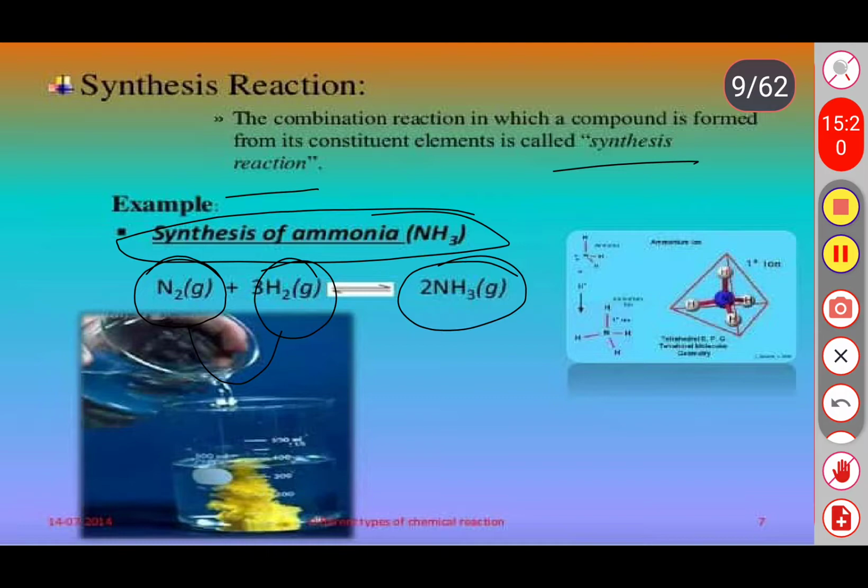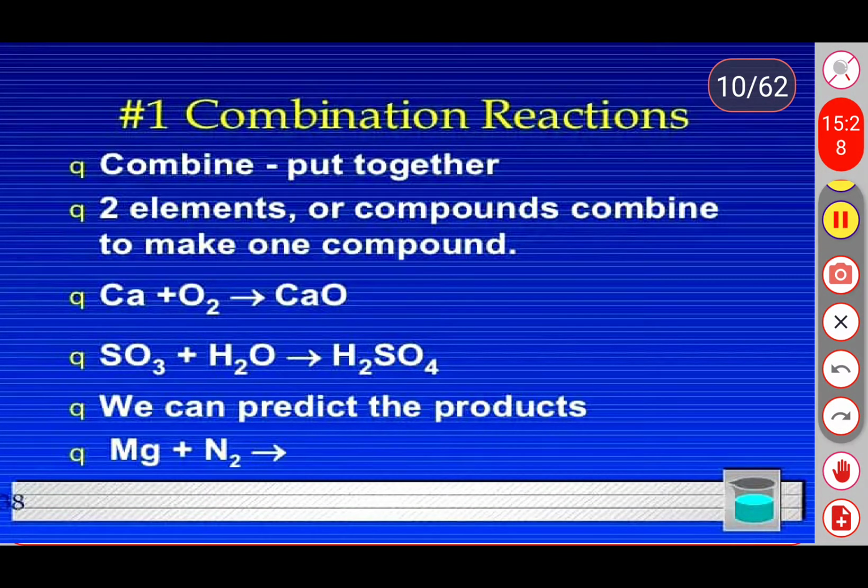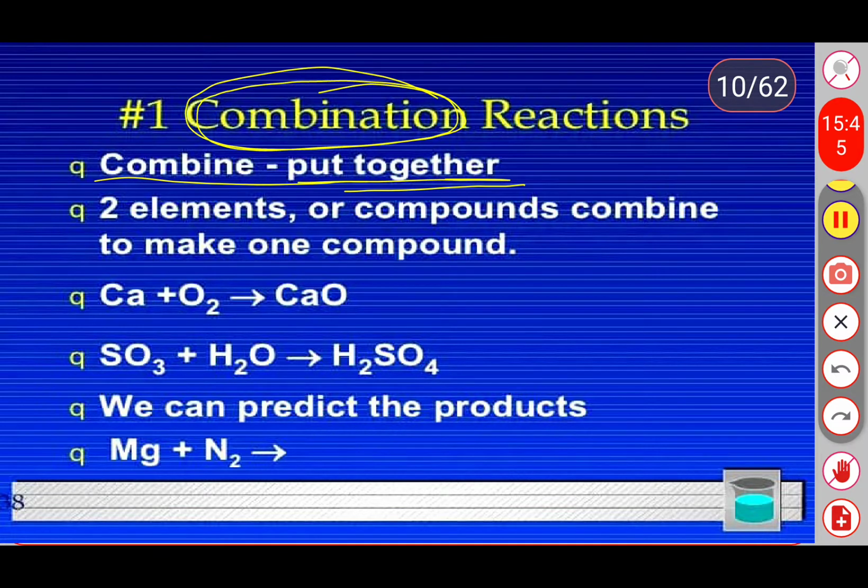Here, some more points are there related to the combination reaction. Combine means we put together. So combination means we take two substances and put them together. Two elements or compounds combine to make one compound. As we already know the definition of combination reaction, this point indicates the definition of combination reaction. See some more examples.